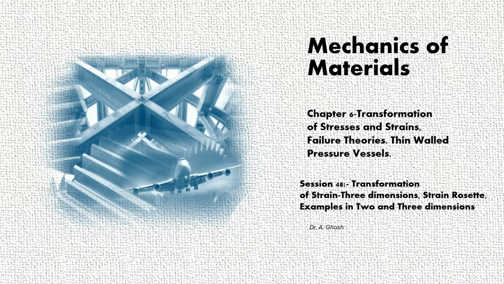We are in chapter 6, where we are discussing transformation of stresses and strains, failure theories, and thin-walled pressure vessels. This is the last session on transformation of stresses and strains. Here we discuss transformation of strain in 3 dimensions, strain rosette, and examples in both 2 dimensions and 3 dimensions.